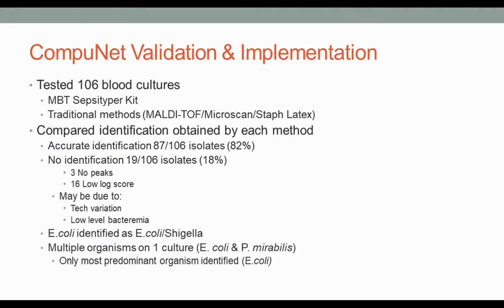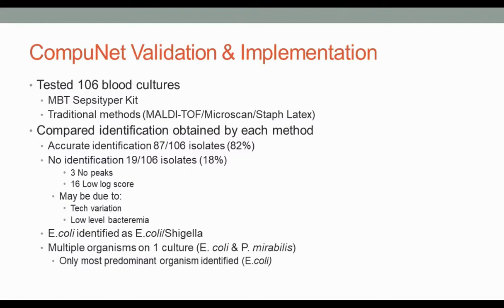When we made our decision to try Sepsityper, a validation was completed prior to implementation. We tested 106 positive blood cultures using both the Sepsityper and traditional identification methods, such as a MicroScan and staph latex. We compared the identification obtained from the Sepsityper to the identification from the traditional methods. An acceptable identification was obtained on 82% of the isolates. No identification was obtained on 18% of the isolates.